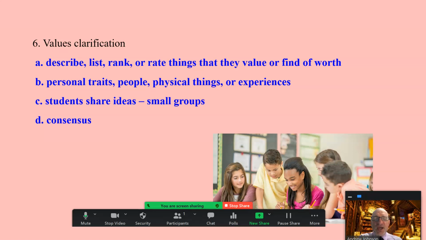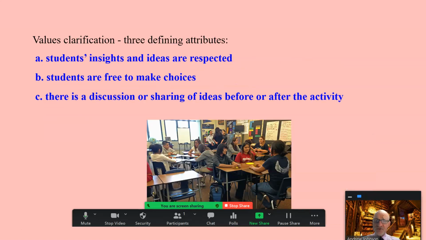Students then usually share their ideas in small groups or with another person, or sometimes they work in small groups to come to consensus. In the sharing and in the values clarification activities, the outcome is not nearly as important as the process of identifying what they value and sharing what they value with other people. This is described in my book in more detail as well. But there are 3 defining attributes to good values clarification activities.